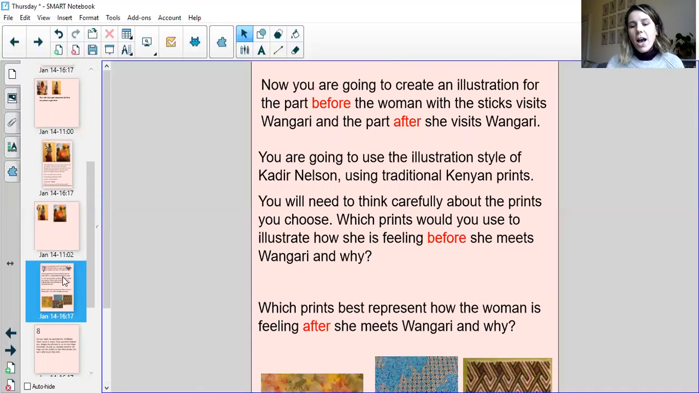And this is going to be using the textiles which Kadir Nelson used to illustrate the book, okay? And what you're going to do, saved in today's lesson, is another sheet. There is a template, you can pick either one, it doesn't matter, but you are going to use the textiles to show the person's feelings before they meet Wangari, and then the person's feelings after they meet Wangari, okay?